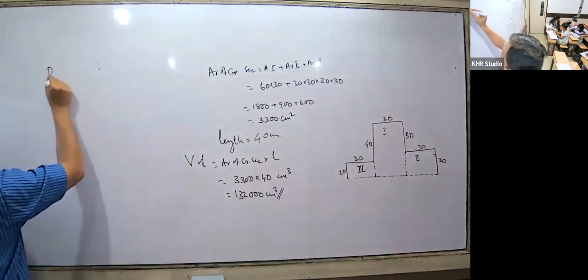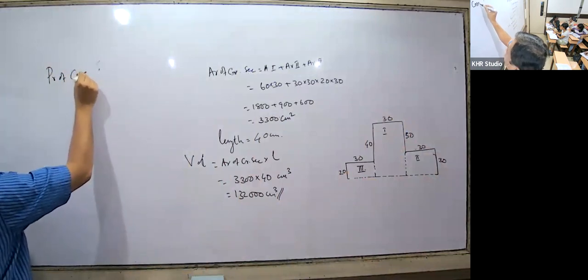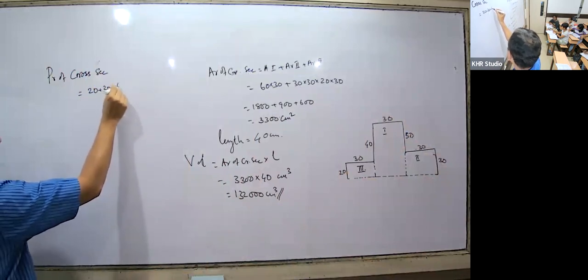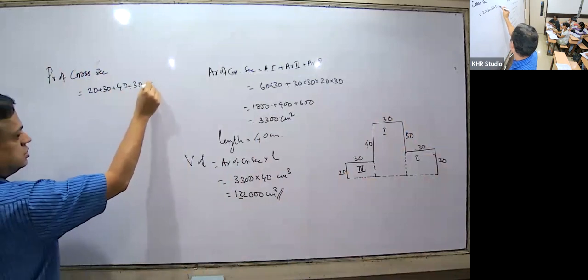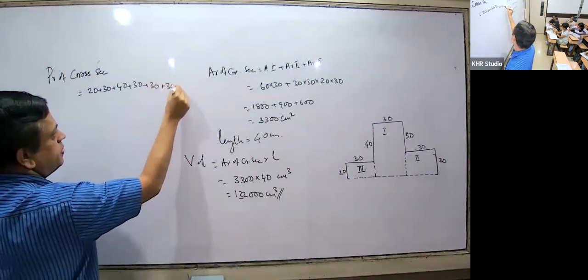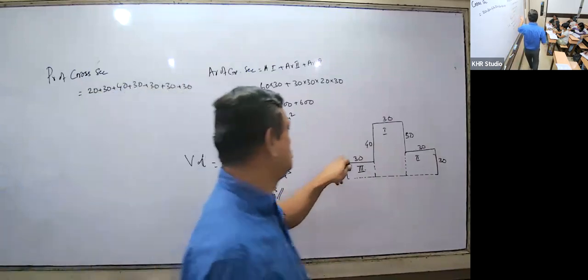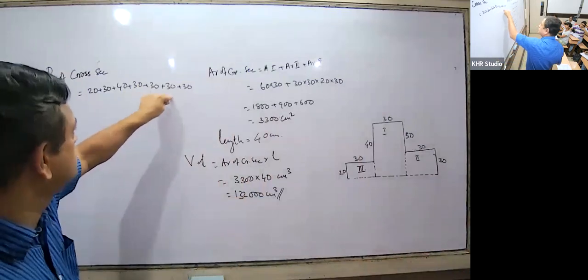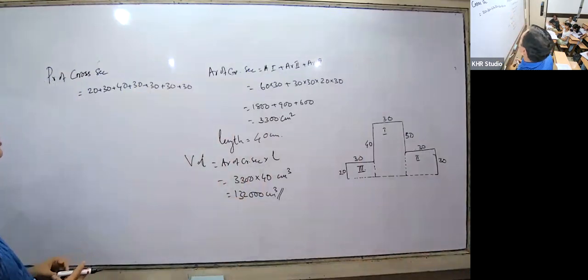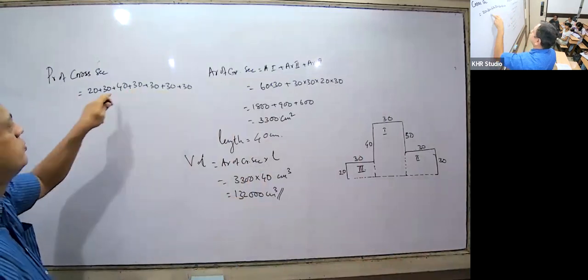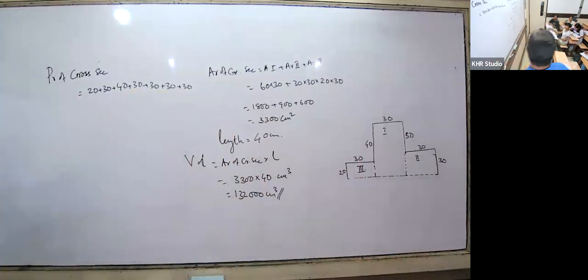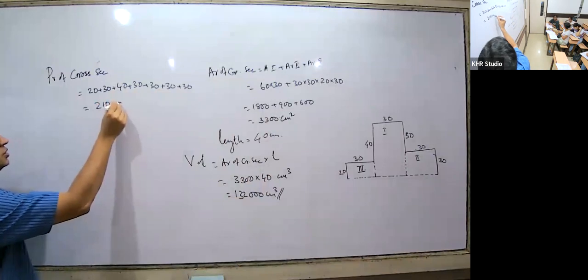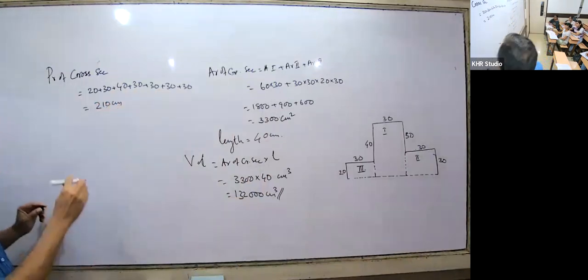Perimeter of cross section is equal to 20 plus 30 plus 40 plus 30 plus 30 plus 30. How many? 1, 2, 3, 4, 5, 6, 7. How many 30s are there? 5. 1, 2, 3, 4, 5. 150 plus 60 is 210 centimeter.